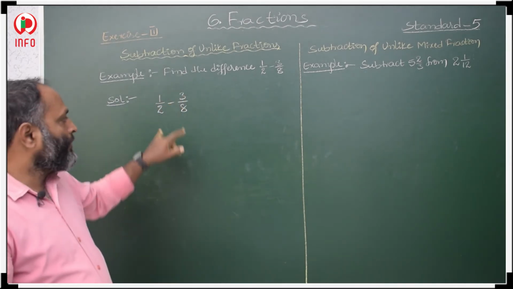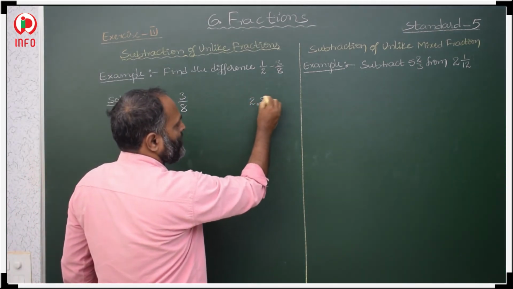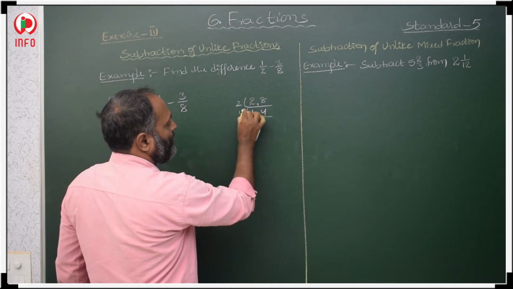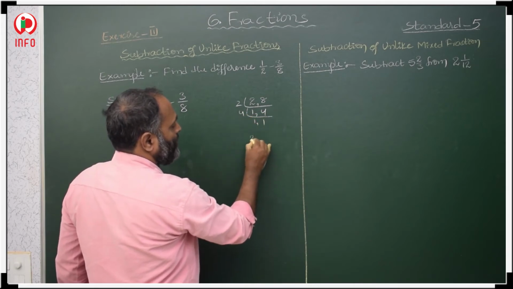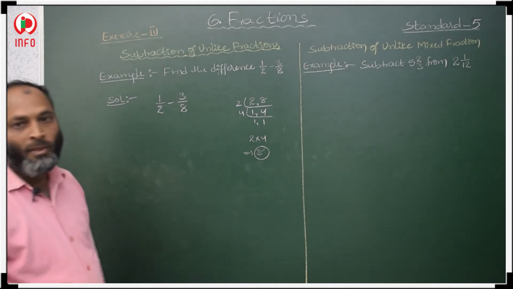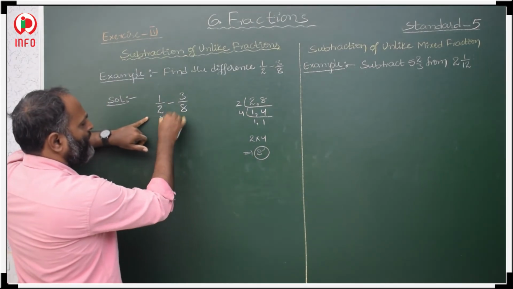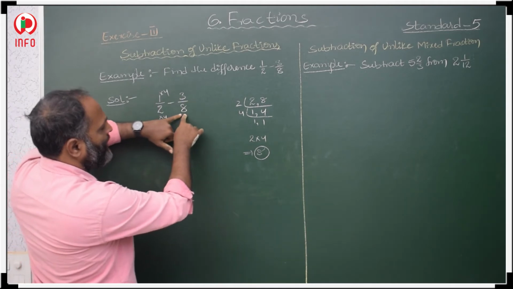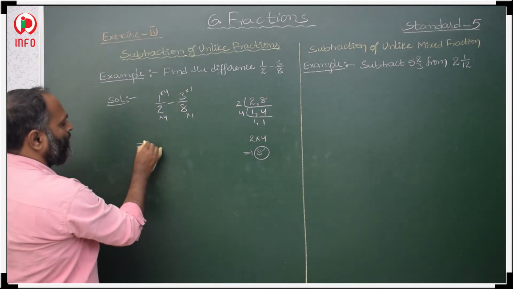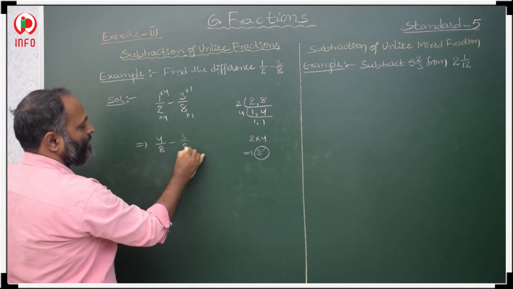Now we have to find the LCM of 2 and 8. The denominators are 2 and 8. 2 ones are 2, 2 fours are 8. Again with 4, 2 into 4, 2 fours are 8. In the 2 table, to get 8, multiply with 4. In the 8 table, to get 8, multiply with 1. So 1 4s are 4, 2 4s are 8, minus 3 1s are 3, 8 1s are 8.